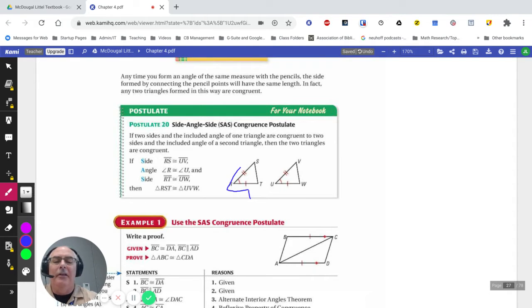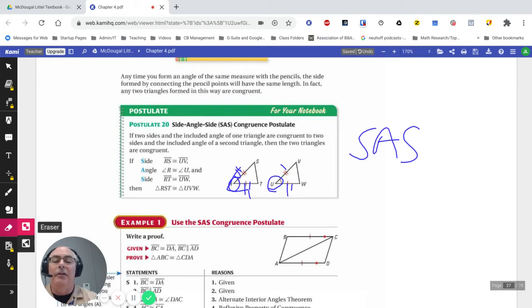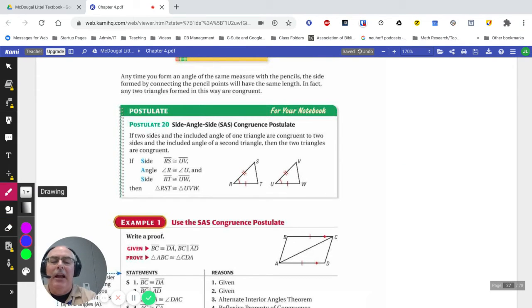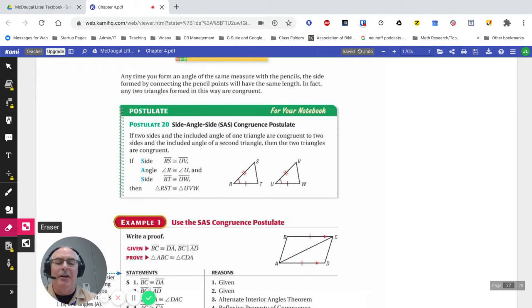In this case, I know those two sides match up, these two sides match up, and the included angle, or the angle between the sides, match up. So now I can say that those two triangles are going to be congruent because of side angle side congruence. It's really important to remember that the angle has to be the one that touches both of the sides that I'm talking about.